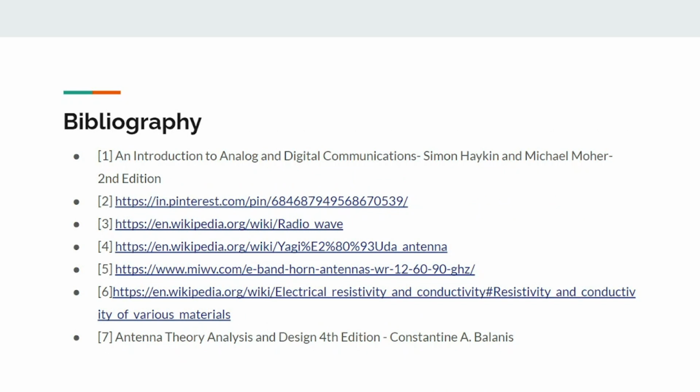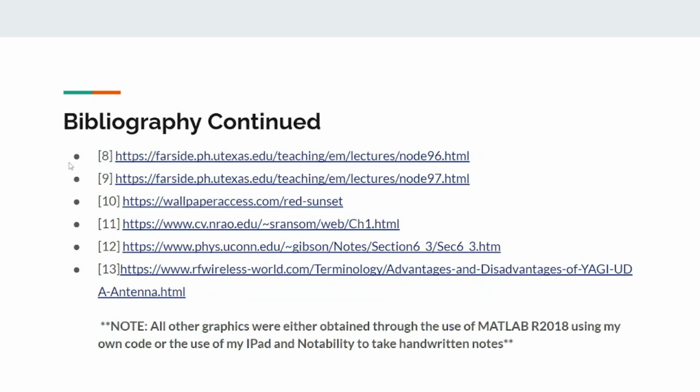But these are all the sources that I used. You can tell because of the IEEE convention here. I just want to note that all graphics that were not sourced were from MATLAB R2018 and my own iPad, on which I took handwritten notes in Notability.